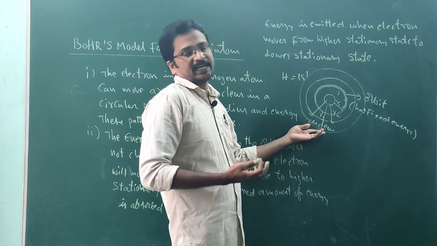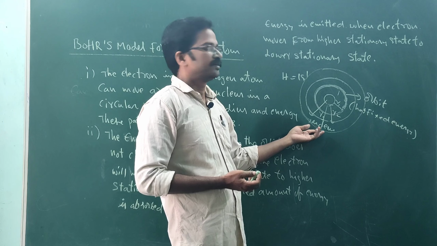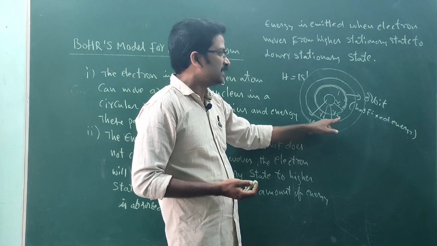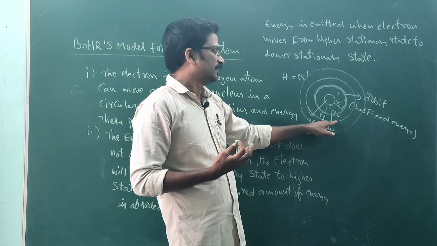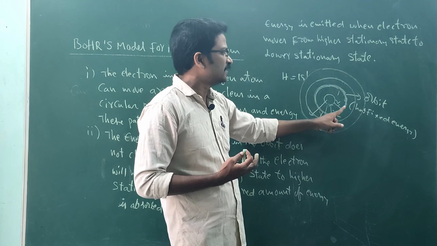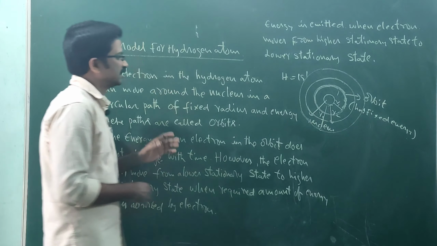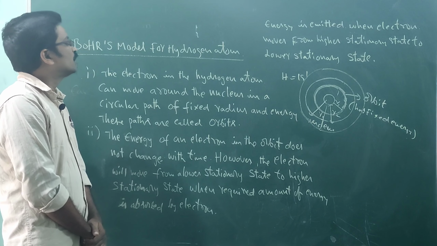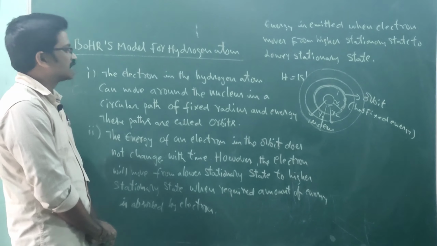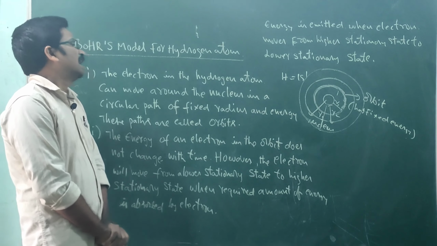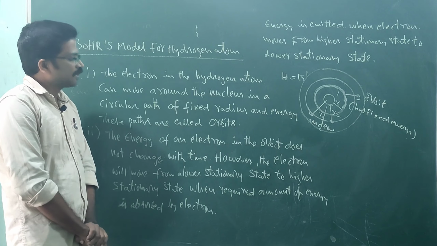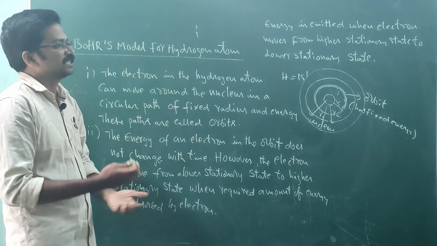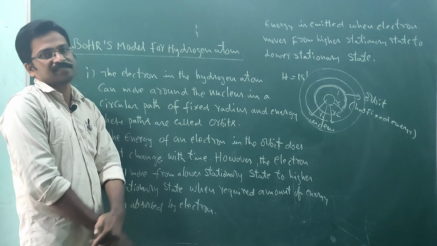So it has greater energy. This orbit has some energy, this orbit has a different energy, and this orbit also has a different energy. That is the reason the first point says that the electron in a hydrogen atom can move around the nucleus in circular paths of fixed radius and energy, and these paths are called orbits. As the number of circles increases, the number of orbits also increases. That is why they are called orbits.